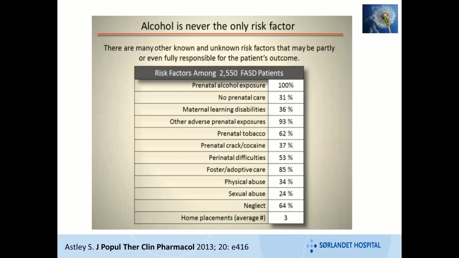Here is a slide from Susan Astley. These are the risk factors among her 2,550 FASD patients. They were all exposed to prenatal alcohol, but look at all the other risk factors that we know interfere with normal brain development in a child. Many were exposed to prenatal tobacco, to other drugs. There were perinatal difficulties. Many had foster and adoptive care. A lot of them had been physically abused or sexually abused, and most of them had experienced some degree of neglect. And we know that all of these causes also interfere with normal brain development.